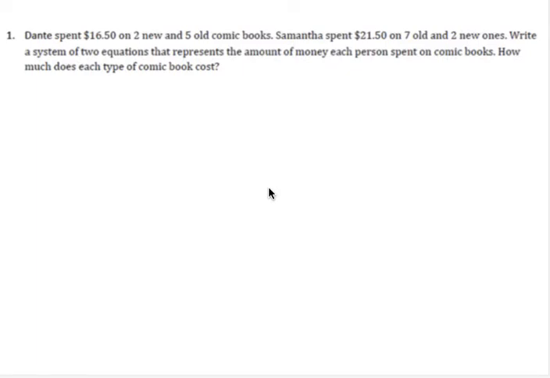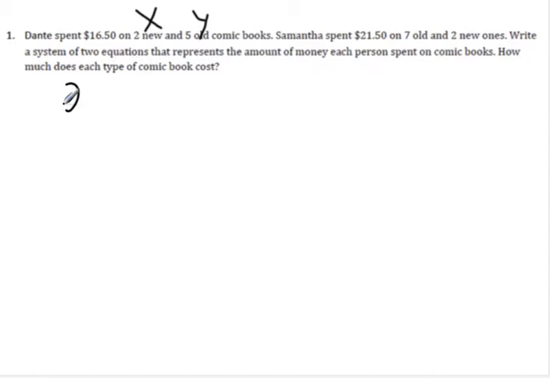It says that Dante spent $16.50 on 2 new and 5 old comic books. Samantha spent $21.50 on 7 old and 2 new ones. Write a system of 2 equations that represents the amount of money each person spent on comic books. How much does each type cost? So what I'm going to do is let X represent the price of new comic books and Y represent the price of old comic books.